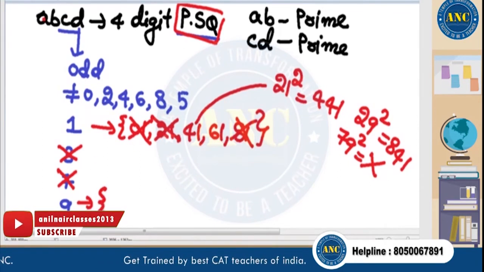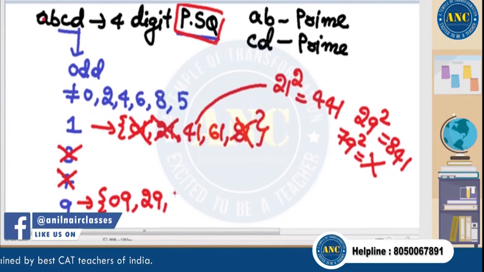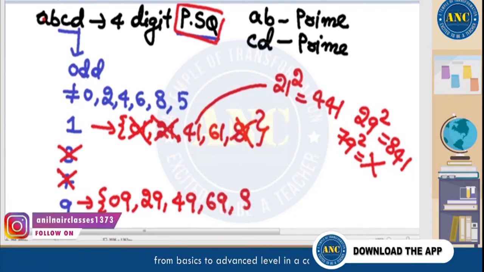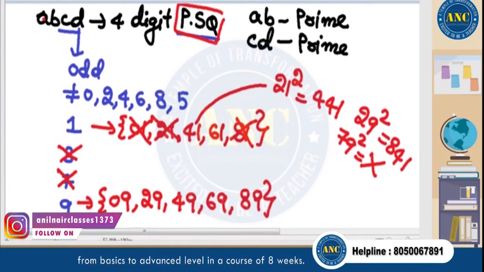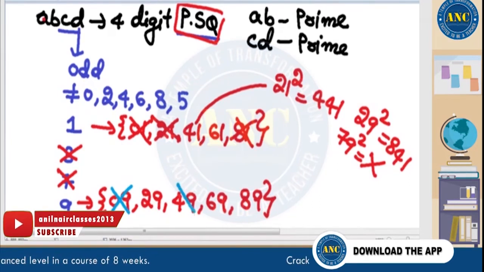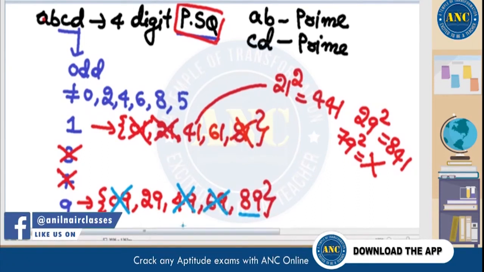Next it is 9. Any perfect square ending with 9, tens place should be even. 09, 29, 49, 69, 89. 89 is a prime number. 69 is not a prime number.